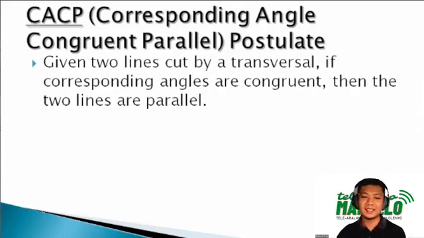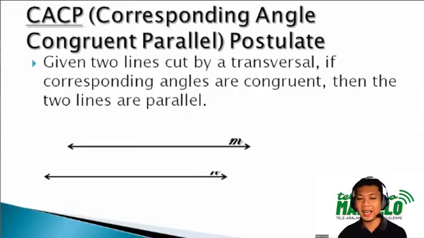Now, let us discuss some postulates and theorems that guarantee parallelism and perpendicularity on parallel lines and perpendicular lines. The first one is what we call the CACP. The CACP stands for corresponding angle congruent parallel postulate. Please take note, we have corresponding angles and we had a review on the previous slides. Given two lines cut by a transversal, if corresponding angles are congruent, then the two lines are parallel.